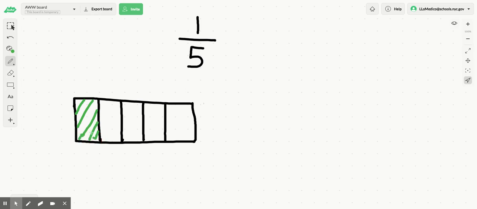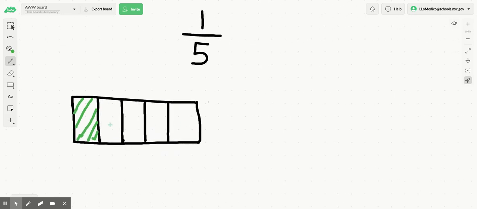Okay? So just to clarify, 1 out of 5 parts is shaded in green. 1, 2, 3, 4 out of 5 parts are unshaded. These words are important for you to know. Shaded means colored in, unshaded means not colored in.